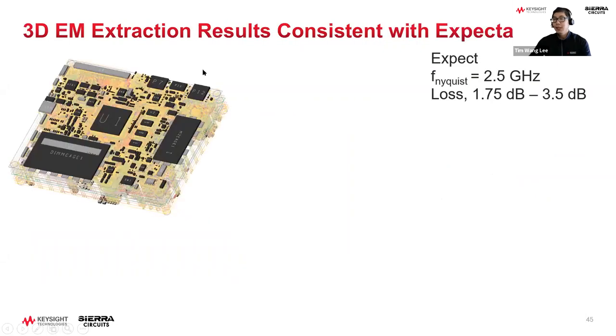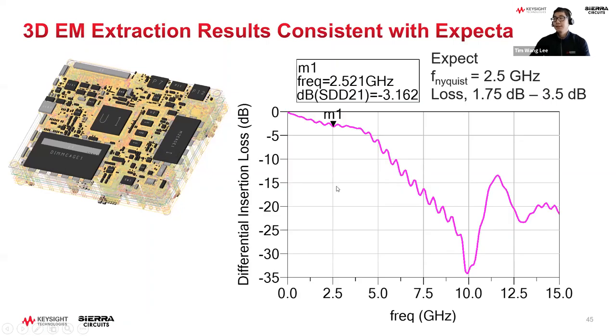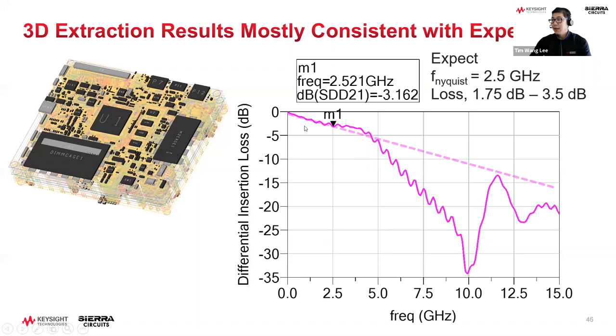Now, if I look at the 3D result, it's going to look something like this. Laying it on top of that straight dotted line, well, it's great. I expected about 1.75 to 3.5 dB of loss at Nyquist 2.5 gigahertz, and I'm getting minus 3 dB. It's really within the window of my expectation.